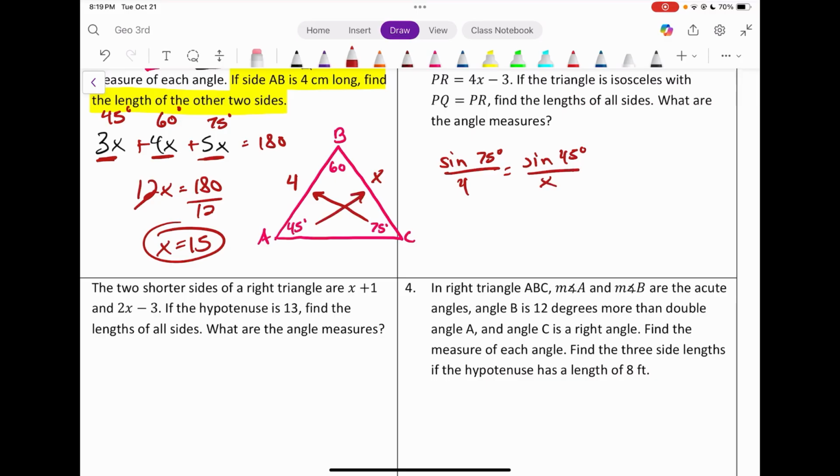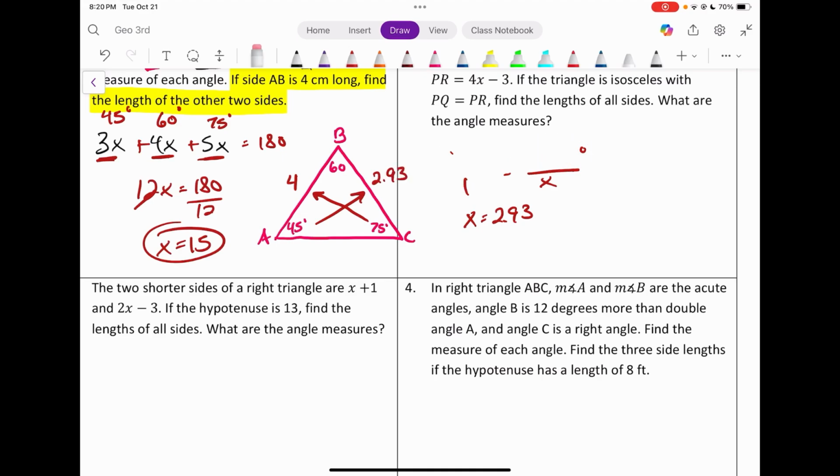To solve law of sines, we're simply going to take these two. This is a proportion now. We're going to multiply these two and then divide by the third. So we're going to do 4 times the sine of 45 divided by the sine of 75. And once you do that, you're going to get an x value of about 2.93. So let me erase this, and I'm going to put 2.93 for that side.